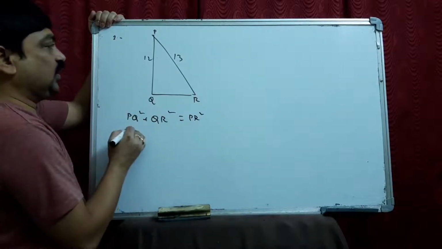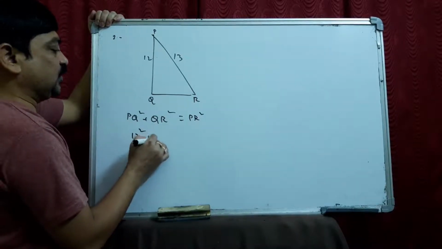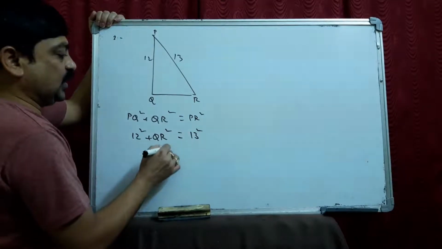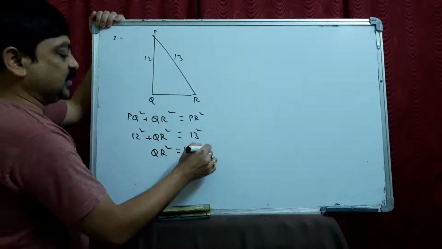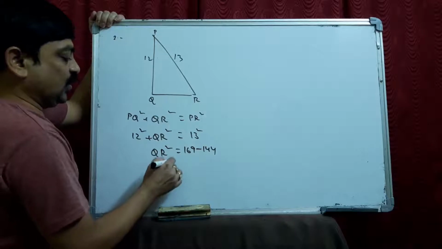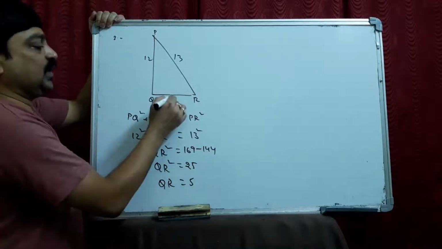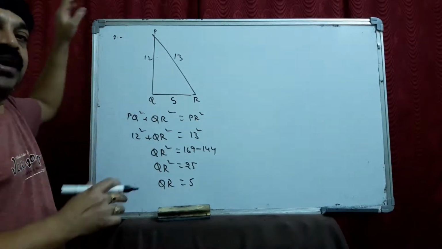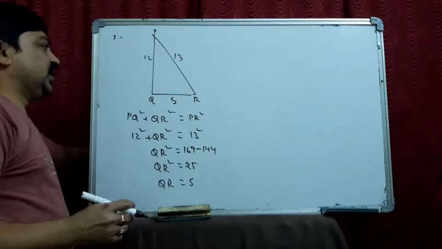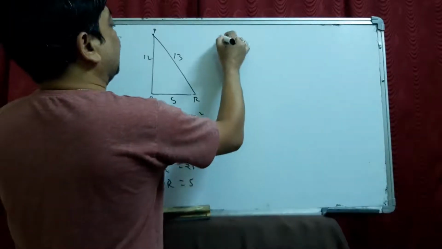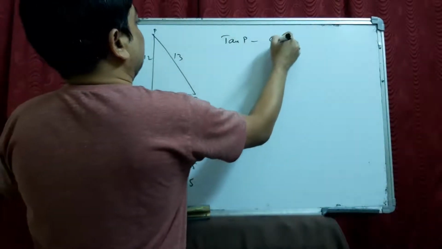We don't know QR. We know PQ. 12 square plus QR square is equal to 13 square. So QR square is equal to 169 minus 144. QR square is 25. So QR is equal to 5. This is 5. So we found out the unknown side. After finding unknown side, what did they ask us to find? Okay, tan P minus cot R. Tan P minus cot R.